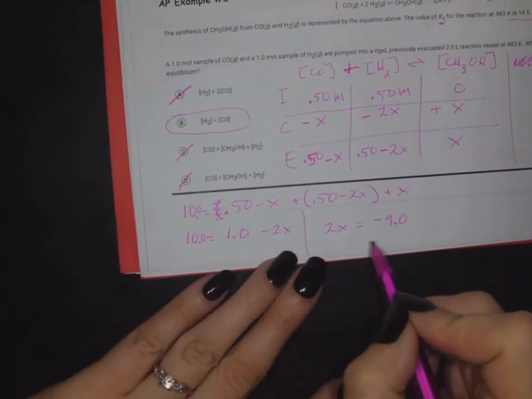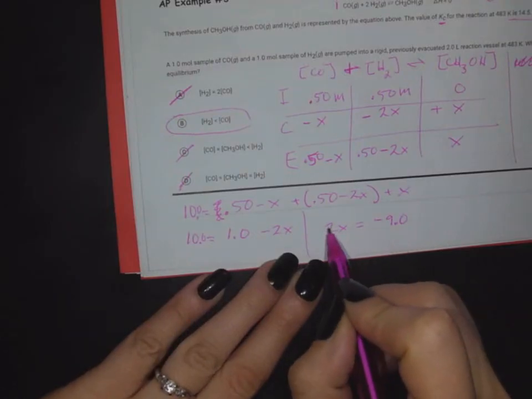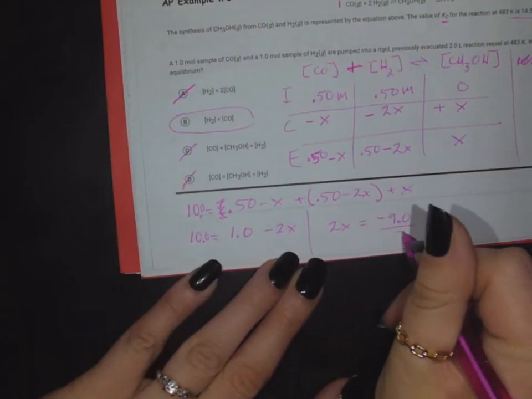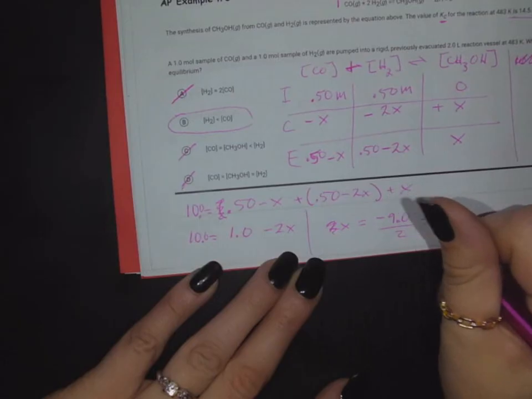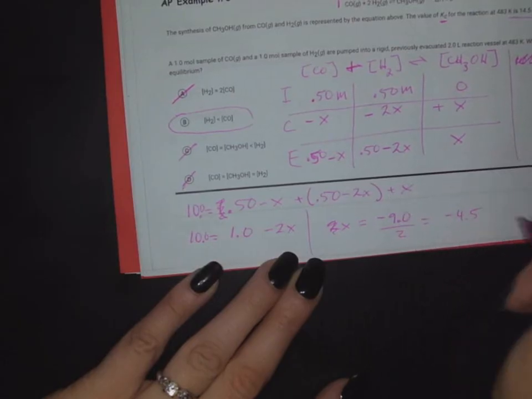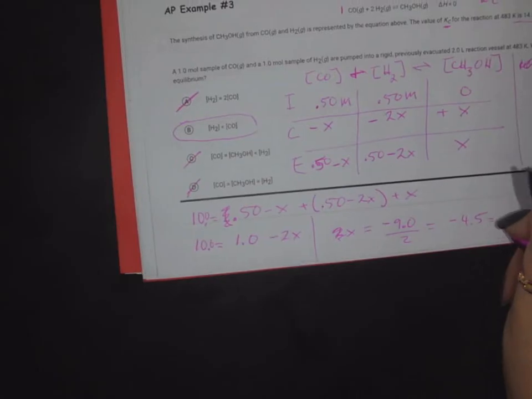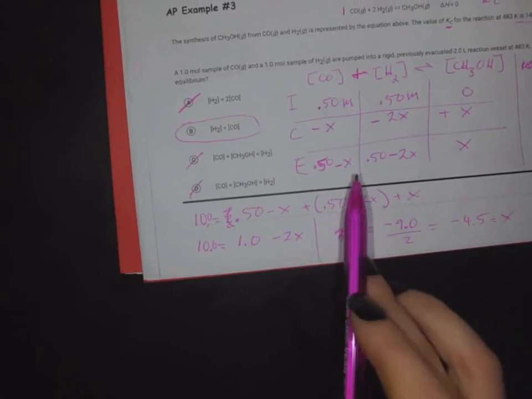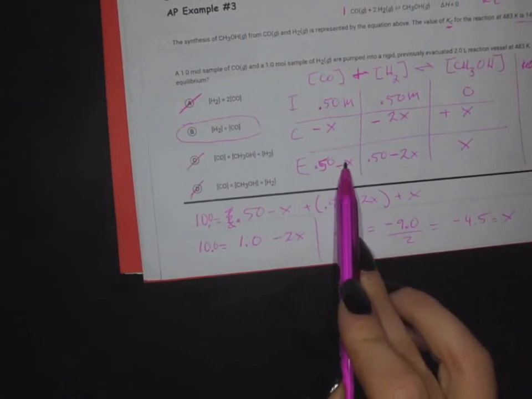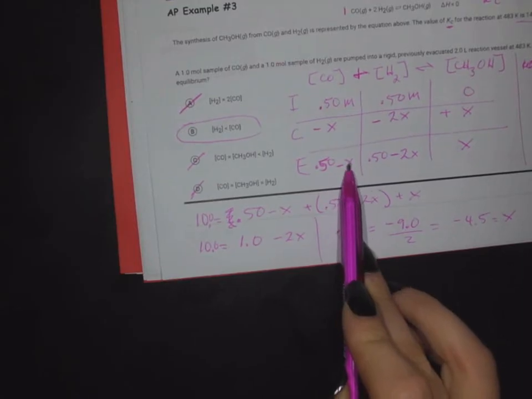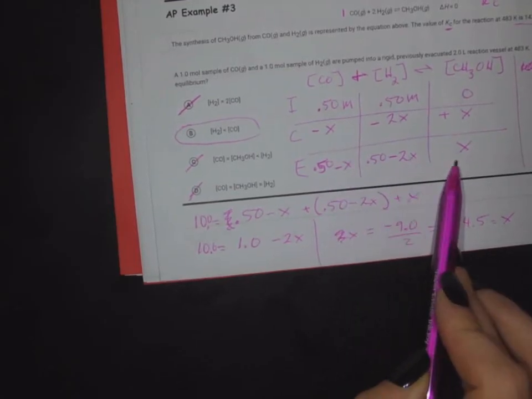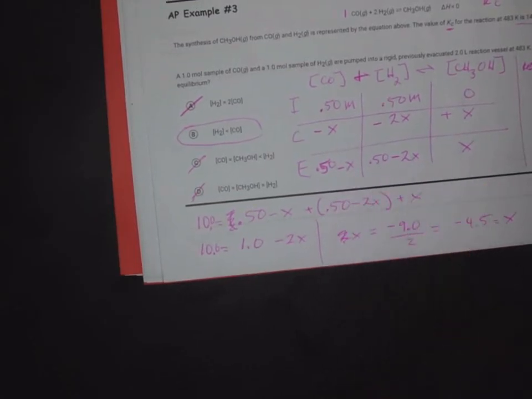And then I would divide by 2 to get my x. That's what x equals, like negative 4.5, and then you can plug it in here. And so we could plug it in, and then we could see what's going on at equilibrium.